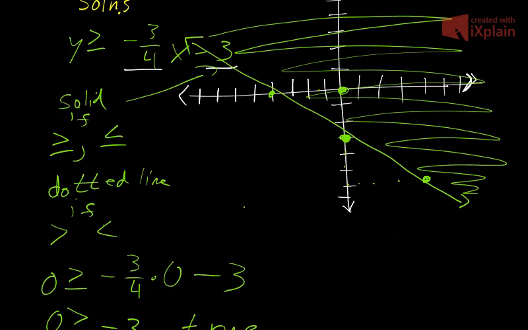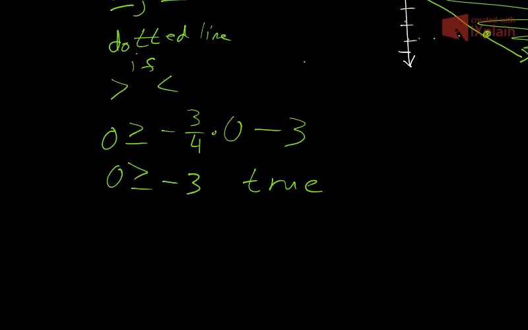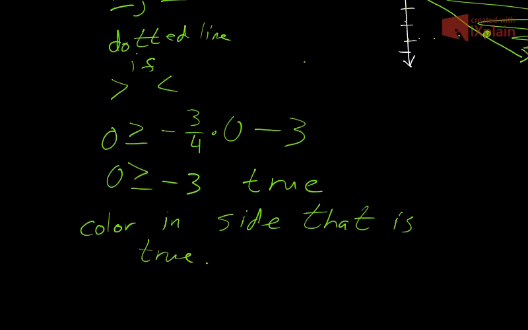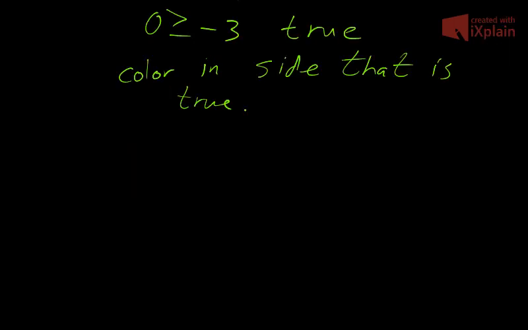And that would be how I graph this line. So we color in the side that is true. All right, we're going to look at one more quick example.